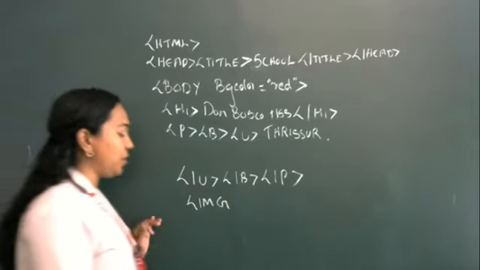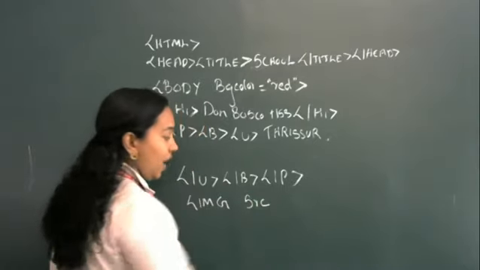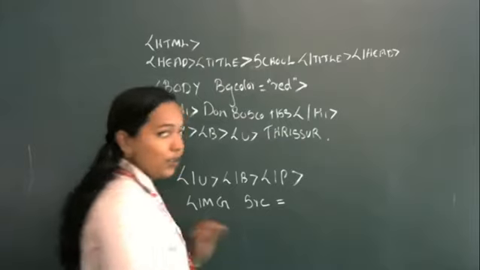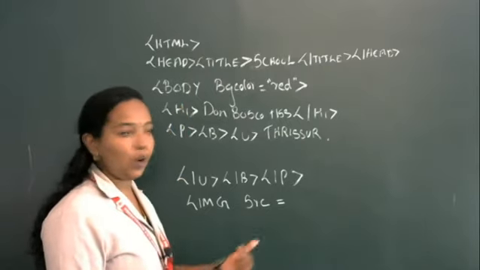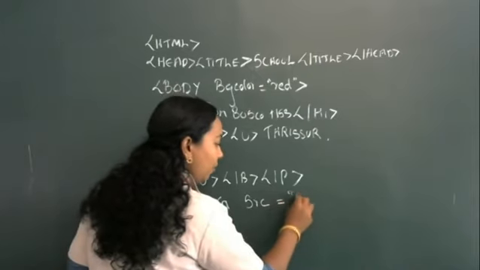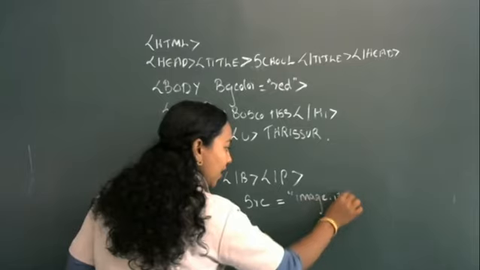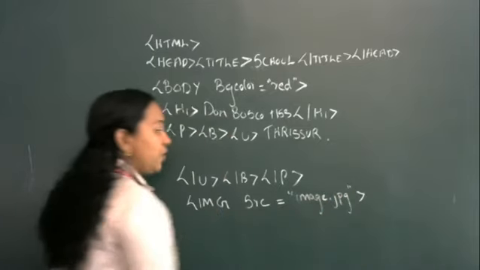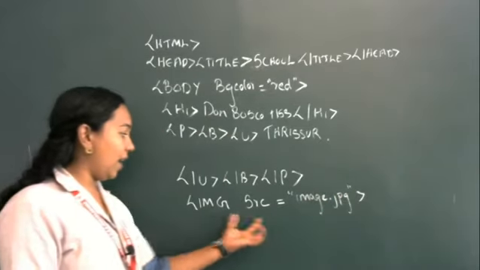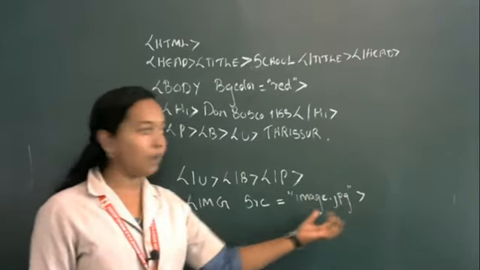So here I am going to write include a picture. Then for what are we using the SRC attribute? For including the source file. Okay, in the last video we already saw the attributes of the IMG tag. So here I am going to include a picture, image.jpg. IMG SRC equal to image.jpg.